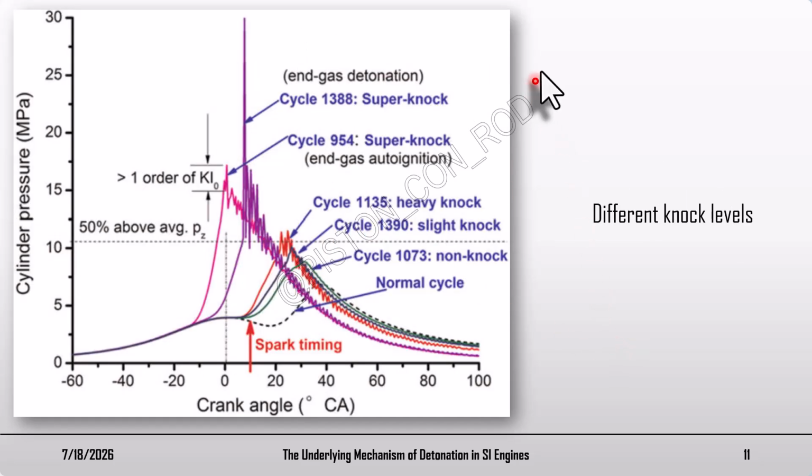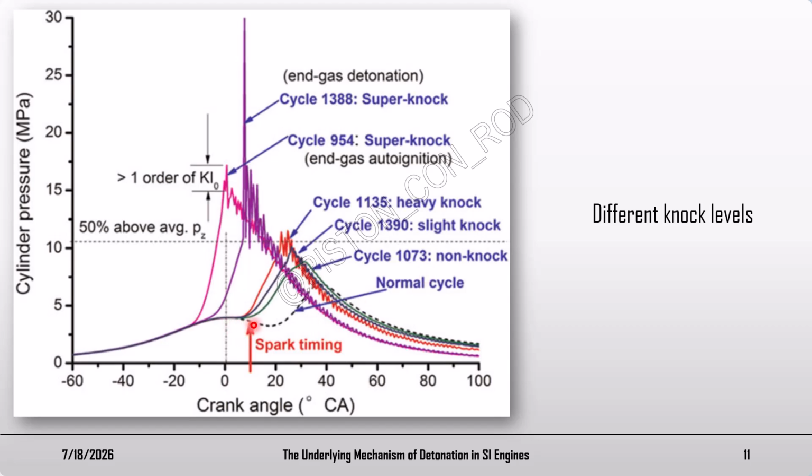Okay, so when knock happens, we have different knock levels with different intensity, and each one will result in different levels of damage or none at all. So in this picture, we have the cylinder pressure and crank angle. This is top dead center. This line is our compression line. The piston is moving up, compressing the air and fuel.